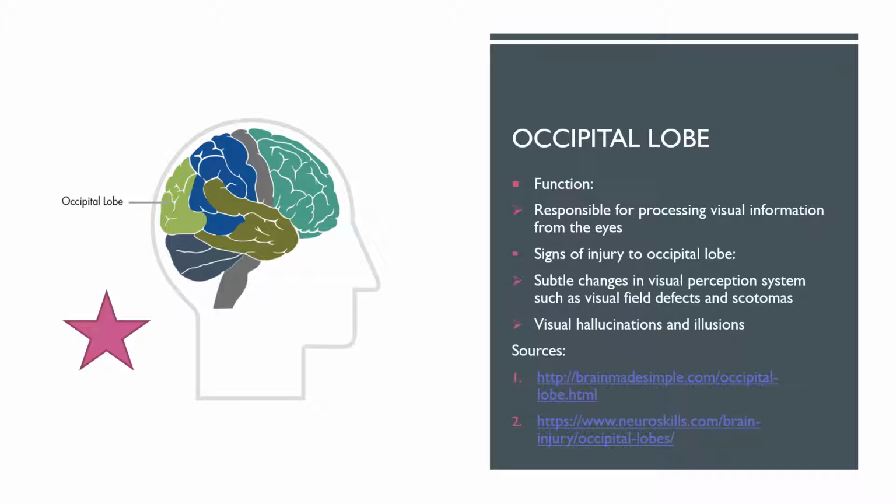So the occipital lobe function is more straightforward. It's responsible for processing visual information from the eyes, and then signs of injury to it would be subtle changes in visual perception systems such as visual field defects and scotomas, and also visual hallucinations and illusions. And then this is just a diagram on the left of where the occipital lobe is located.